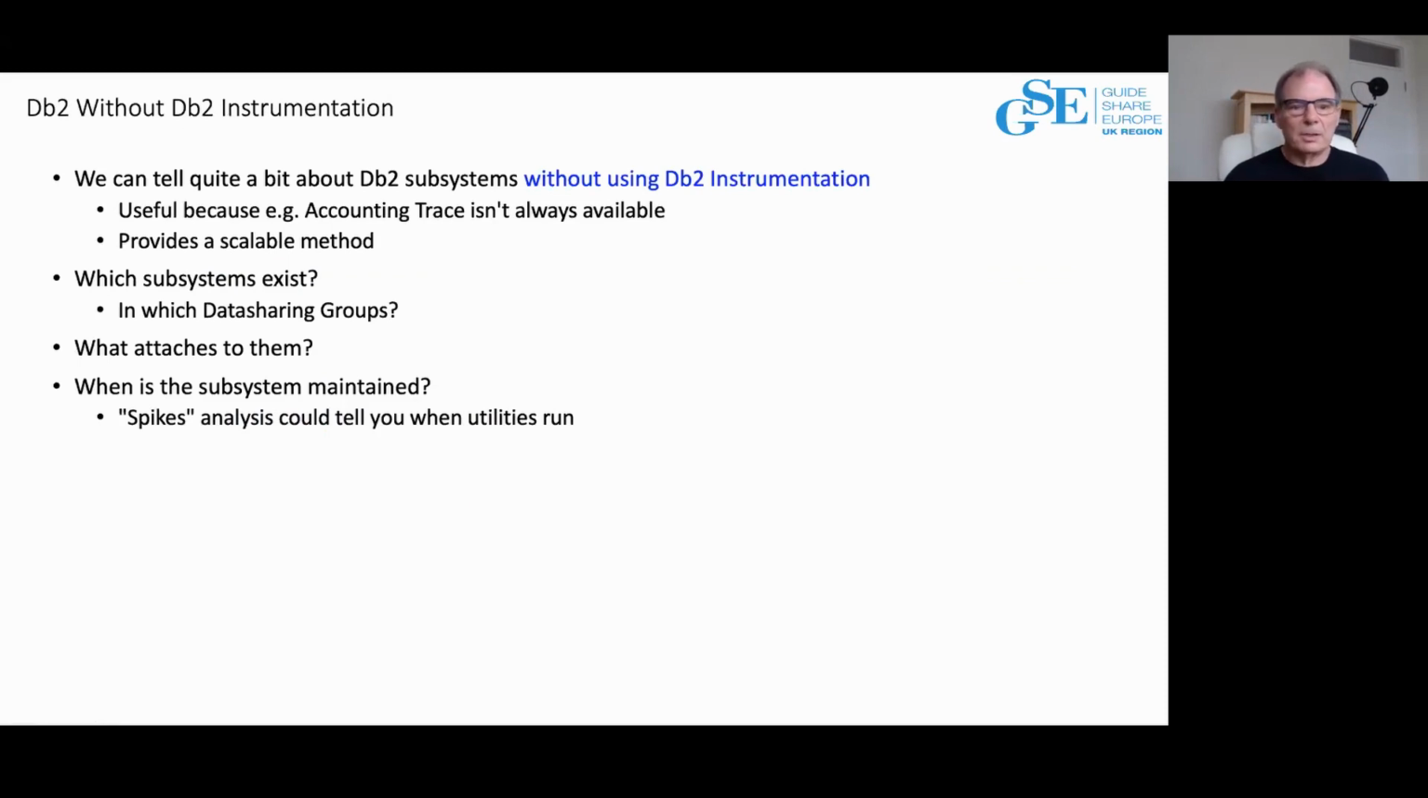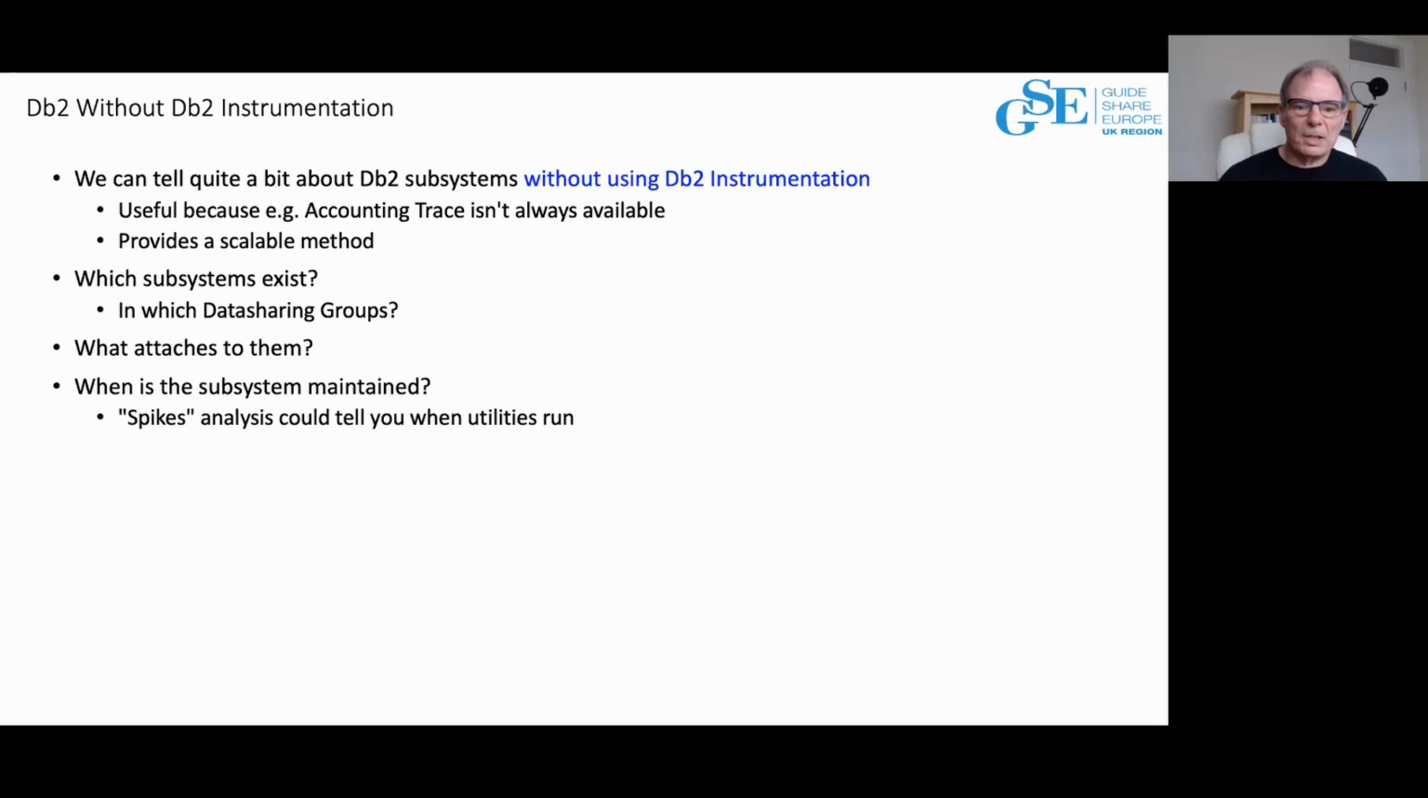Okay, so let's talk about DB2 a little bit without talking about DB2 instrumentation. You can tell a lot about DB2 subsystems without the DB2 instrumentation itself. And this is useful because, for example, most customers don't cut accounting trace for every subsystem all the time. And I like scalable methods, so that no matter how many DB2s you might have, you can still apply the method. Even more so with CICS, by the way. I've seen customers with over 100 DB2s, and I've seen customers with many hundreds, in some cases thousands, of CICS regions. So there's a premium on doing things that are scalable. And typically SMF30 is the thing that enables that.